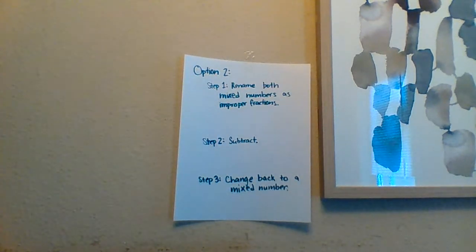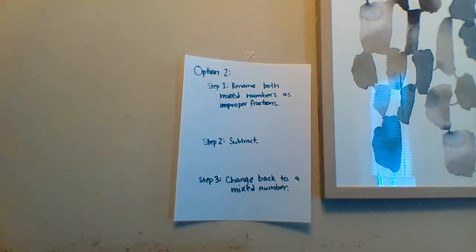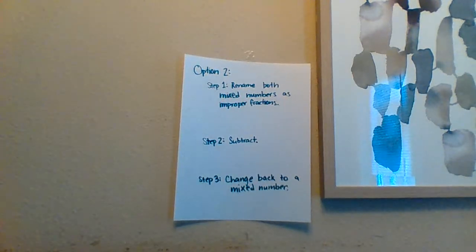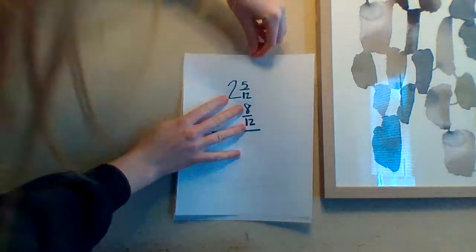So let me copy this problem down for us. It says, for option 2, you could just rename both mixed numbers as improper fractions and then subtract like normal and then switch them back. So let me show you. And so you would copy down this work underneath the flaps if you're at school or on your note pages at home.